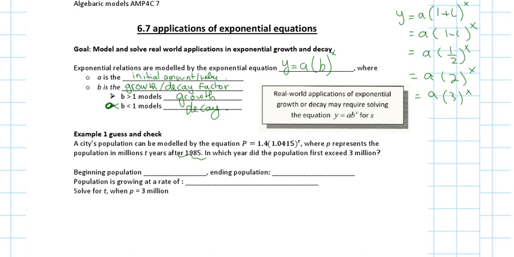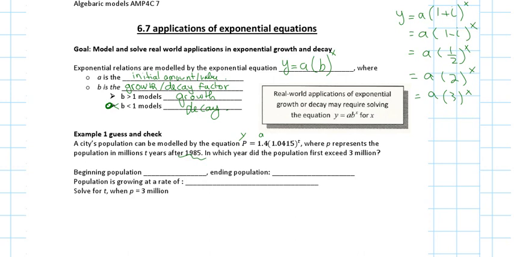But in my original equation, what letter is it replacing? Y. 1.4 is replacing what letter? A, which means that's my initial population, right? Now 1.0415 is representing what letter? It's B, it's your growth factor.